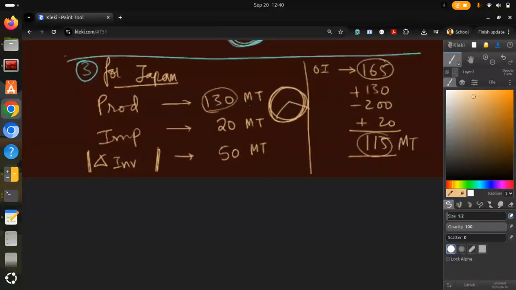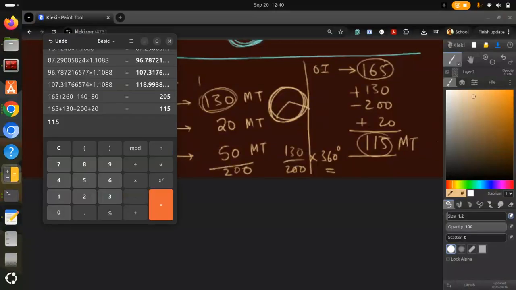So 50, 70. What is the total here? So 0, 5, 6, 7, and 1 0 and 200. So 130 out of 200. 130 out of 200 into 360 degrees in the pie chart will give me the angle for that. So 130 divided by 200 into 360 will give the angle, which is about 234 degrees I'm getting.